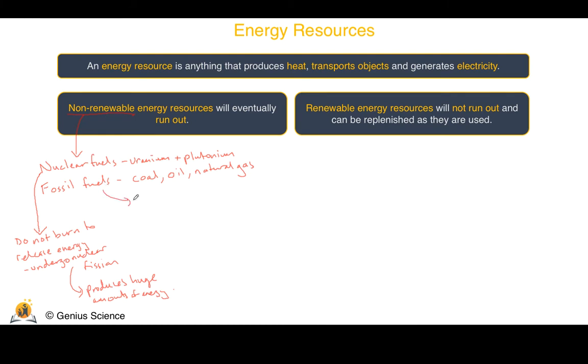However, fossil fuels still provide the vast majority of our energy, around 80% globally. However, fossil fuels will run out in the future, and they do damage to the environment due to the fact that they produce greenhouse gases, for example carbon dioxide.